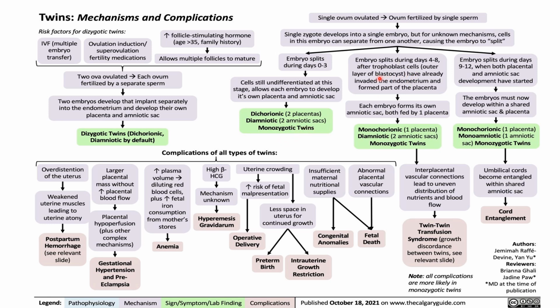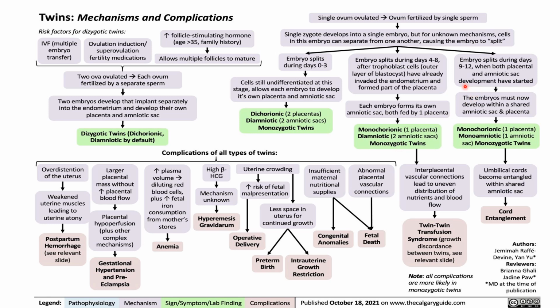The next one is where the embryo splits between day 4 and day 8, after the trophoblastic cells, that is the outer layer of the trophoblast, have already invaded the endometrium and formed part of the placenta. So the embryo forms its own amniotic sac, and both lead to one placenta. So here you'll have one placenta and two amniotic sacs. Don't forget, we are still on the monozygotic twins.